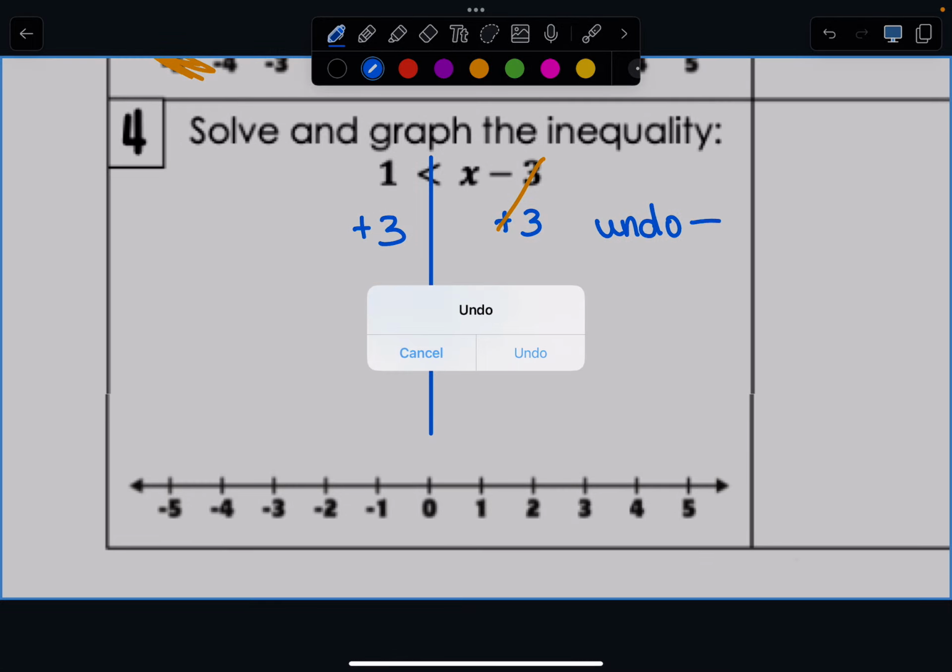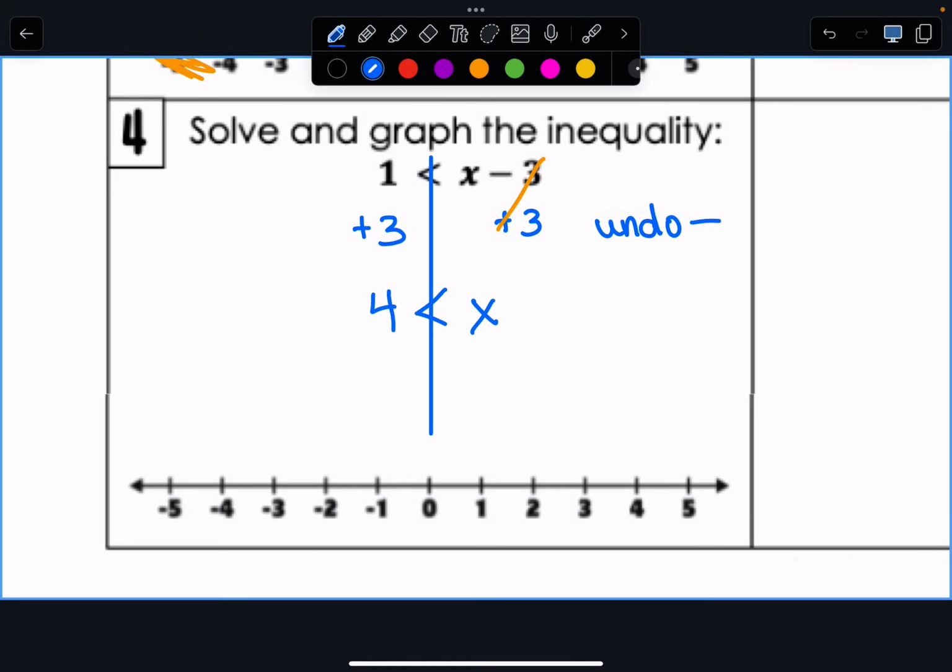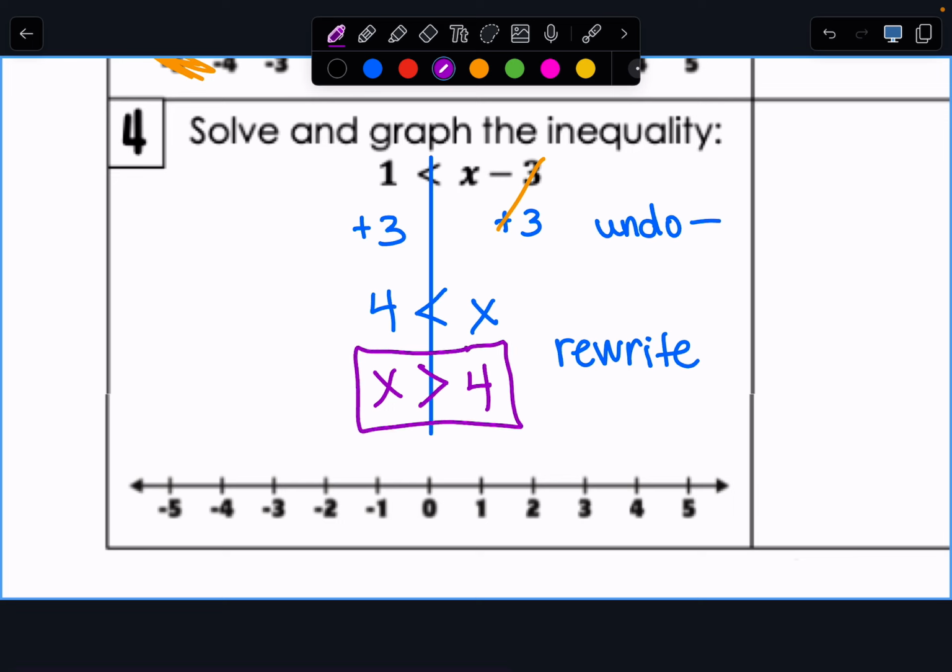Why is Ella saying, Kira, you're not done? Carter? Because it used to be the other way. Okay, we need to rewrite. So I'm going to flip-flop where x and 4 are. And then where does my inequality need to open towards? Towards the x. So we need to write x is greater than 4 so that we can put our open circle at 4 and go to the right.